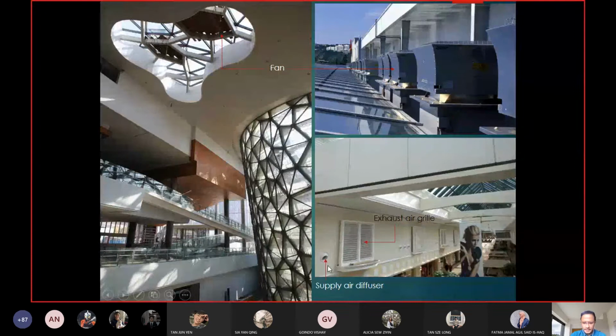And at the same time, you can see here there are, I'm not really sure though whether this is for aircon or for mechanical ventilation. Most probably for aircon. Okay, so at the same time, you can see the aircon nozzle, the diffuser, is placed next to the exhaust air grill.